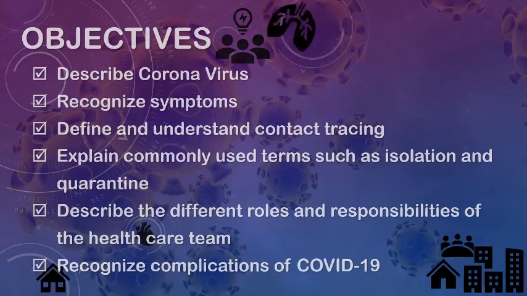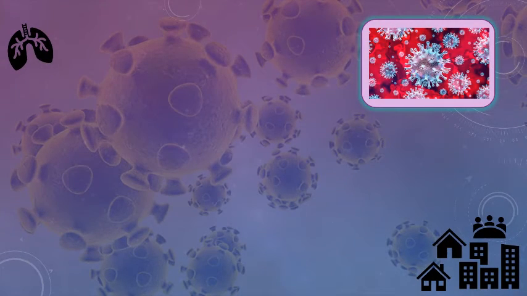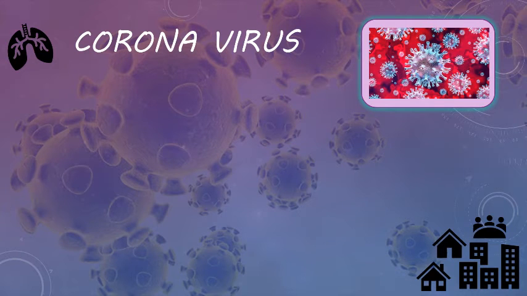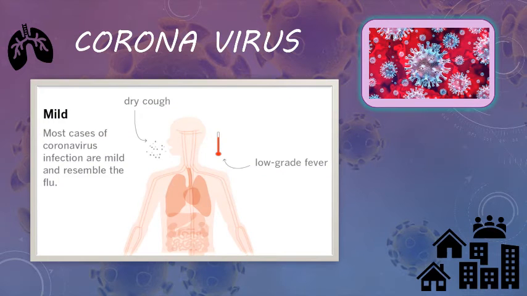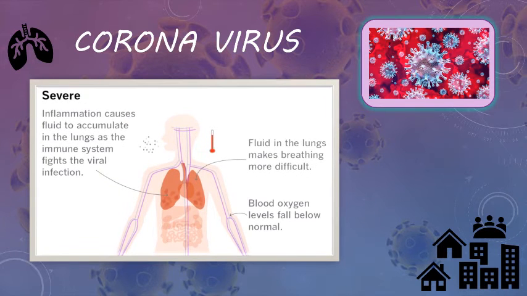To start, COVID-19 is a coronavirus which causes a severe acute respiratory syndrome and has become a global health threat. So how does COVID-19 affect the body? Most cases of coronavirus infection are mild and resemble the flu. First, it starts out as a dry cough and a low-grade fever. Then the inflammation causes fluid to accumulate in the lungs as the immune system fights the viral infection. Then the fluid in the lungs makes breathing more difficult for the infected patients.